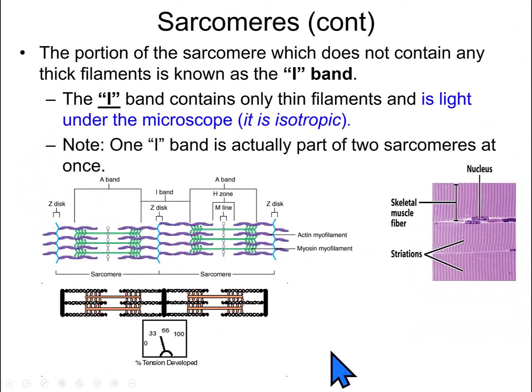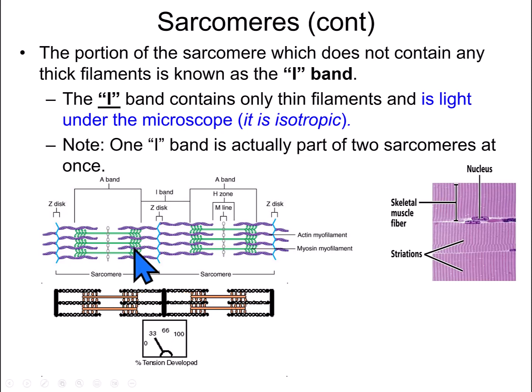A portion of the sarcomere that doesn't contain any thick filaments is known as the I band. An I band contains only thin filaments and is light underneath a light microscope, which is called isotropic. So the area here where you don't have any thick filaments, that's going to be your I band. And I always think of the light area, the second letter in light is I, I band. The second letter in dark, which is this area here that is dark underneath the light microscope, is A. That's the A band.